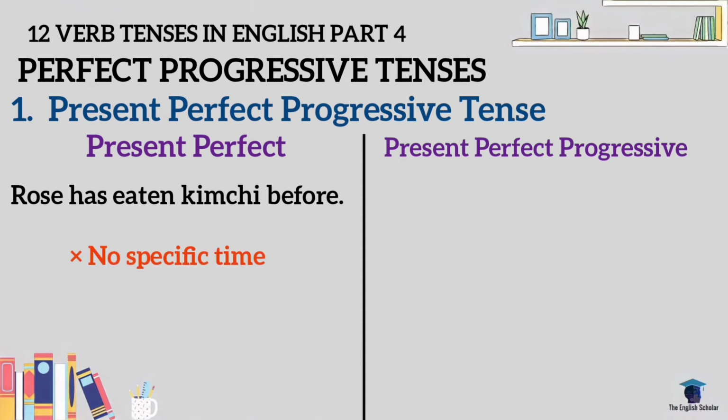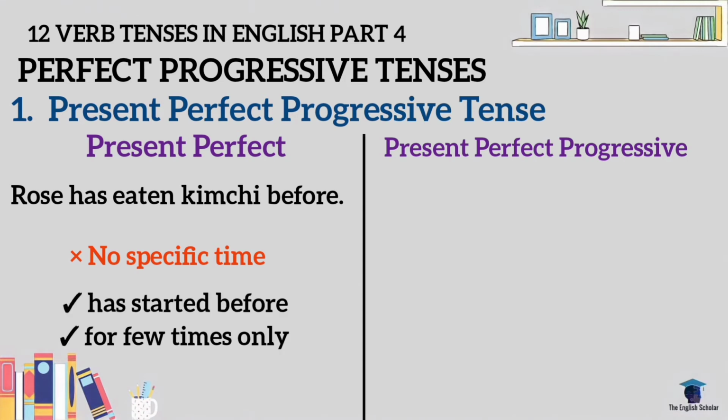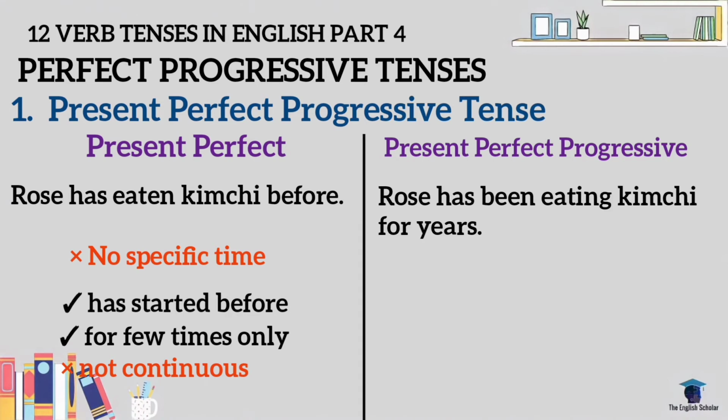We don't know the exact time, and she may have done it maybe daily, or a couple of times, or a few times before, but she is no longer eating now and may still be eating in the future. In short, Rose eating kimchi has started before, but it was just for a few times and is not eating now continuously. For the present perfect progressive, we have the sentence, Rose has been eating kimchi for years.